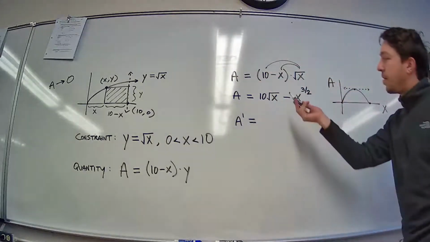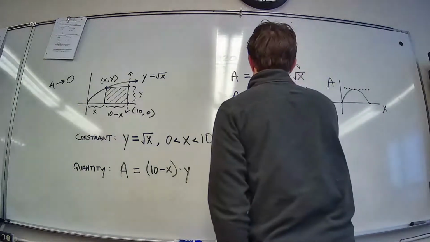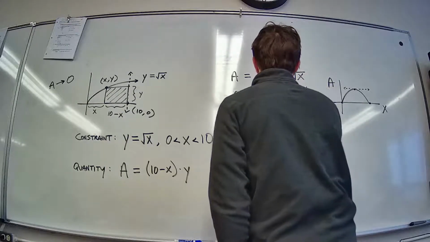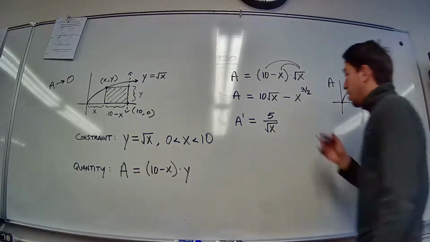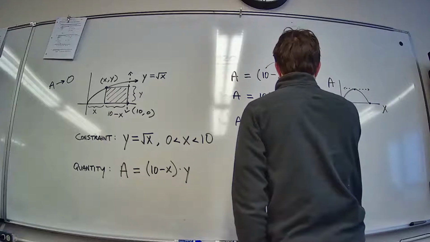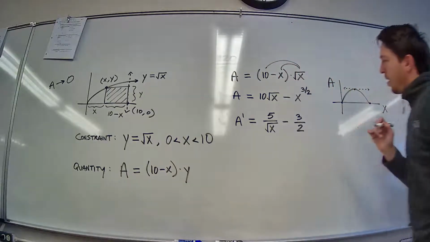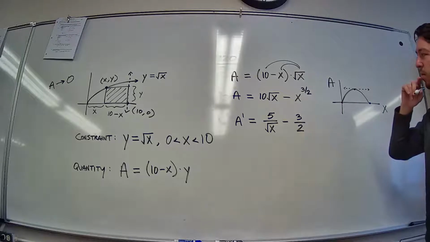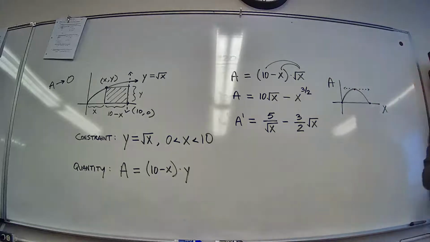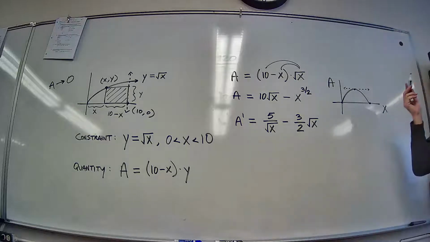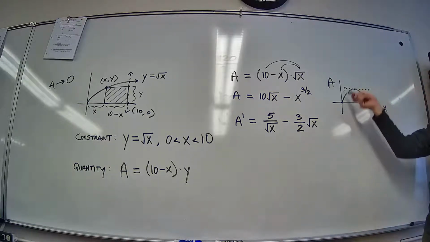Derivative of 10 root x. Derivative of this would be 3 halves. What do you get? You get 3 halves times what? Times root x, right? We okay with that? Then what do we do? So that's a formula for the derivative of this curve.